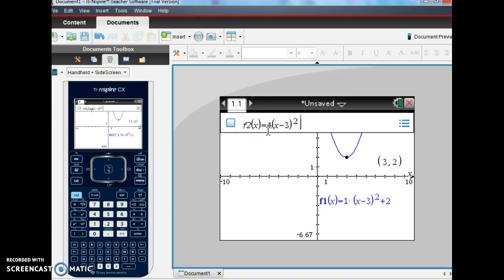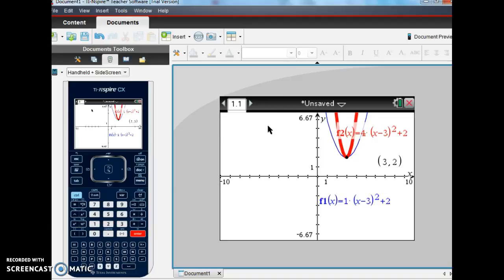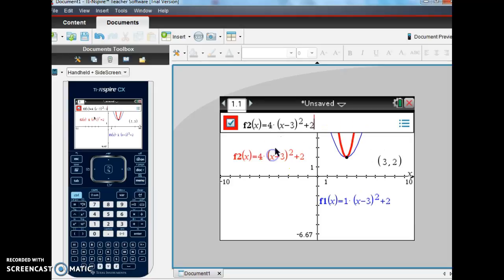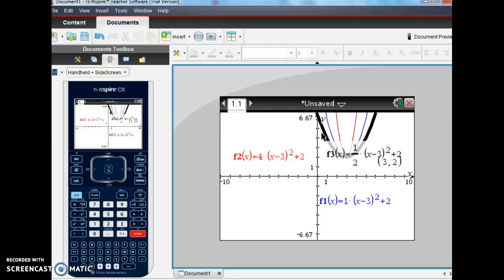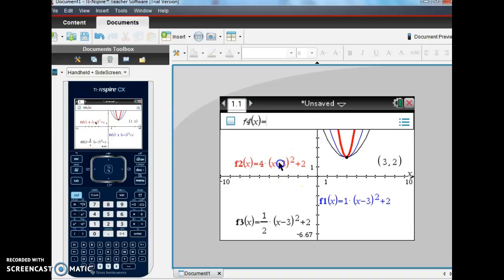Everything else is going to stay the same though. So notice here, as the a value increases, my arms got smaller, so they came towards each other even more. So let's do another one of these. Let's say though that I want this at now a half, and then we'll do (x minus 3) to the power of 2 plus 2. As you can probably guess, it was going to get wider. And that's because we're stretching that out.